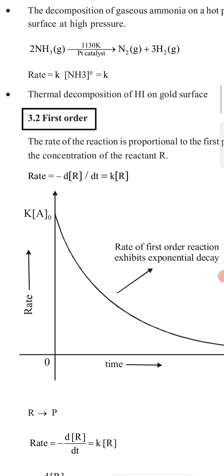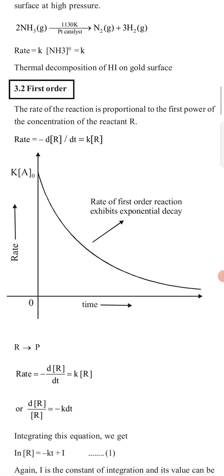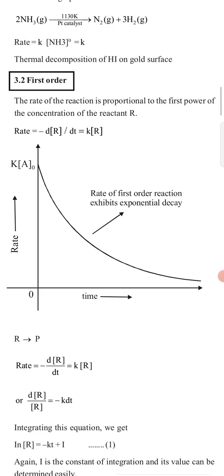Now similarly we come to the first order reaction. For the first order reaction, the rate of reaction is proportional to the first power of the concentration of the reactant R.